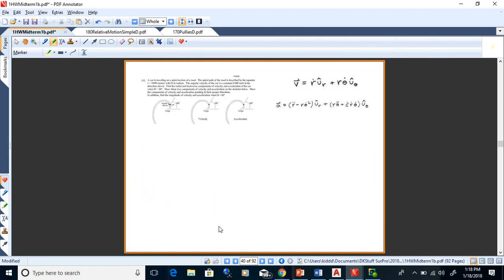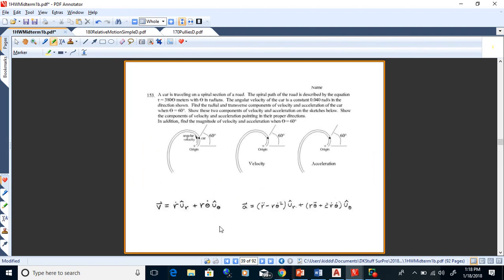Okay. We got another one here. We got a car traveling along the spiral section of a road. Spiral path of the road is described by the equation, and we give you the equation there. R equals 380 theta meters with theta in radians. The angular velocity of the car is a constant.